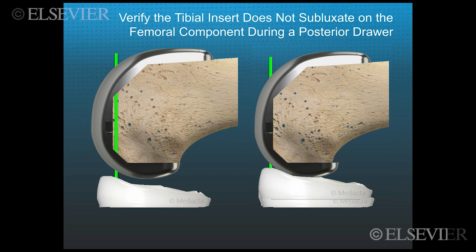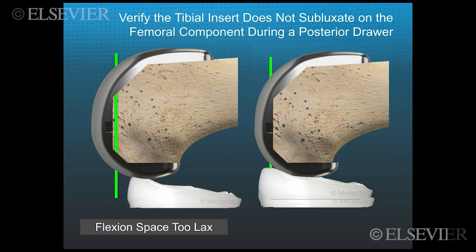So we've got these two femoral models. You can see the flexion gap is lax on the schematic on the left and tight on the right. And when you do a posterior drawer with the leg lifted off the table, if you see this type of subluxation and the flexion space is too lax, you need to either add constraint or use one of the other methods for tightening the flexion gap.